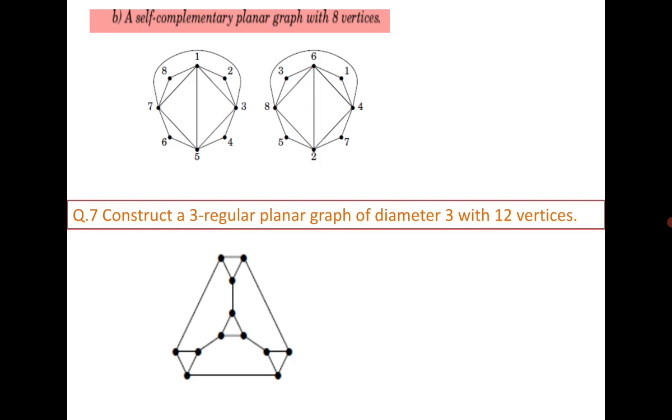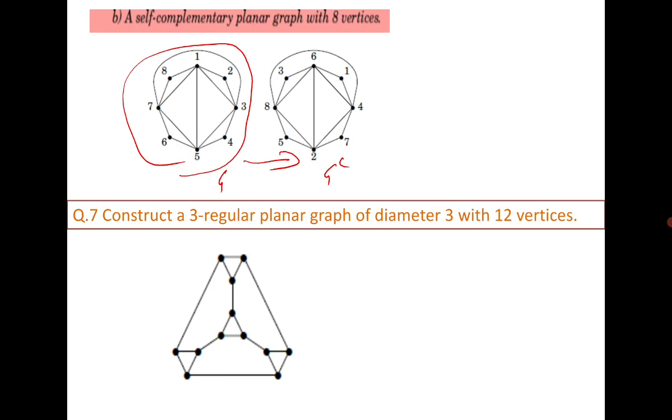So this is one of the graphs. You can see it is planar, the order is 8, and this is the complement. So this is G, this is G complement. So you can see that it's a self-complementary graph.